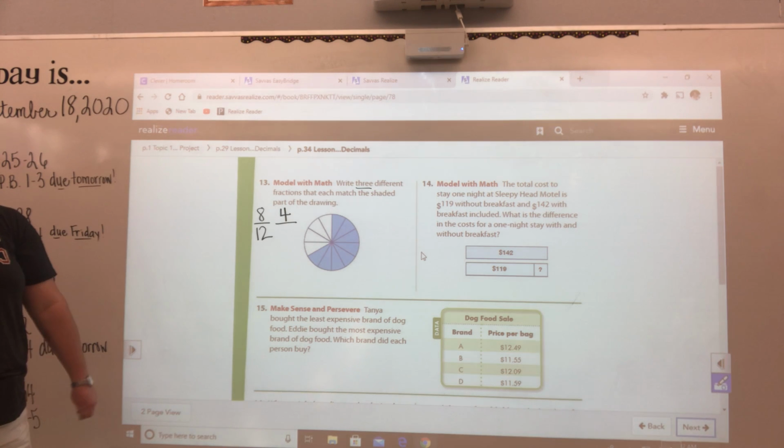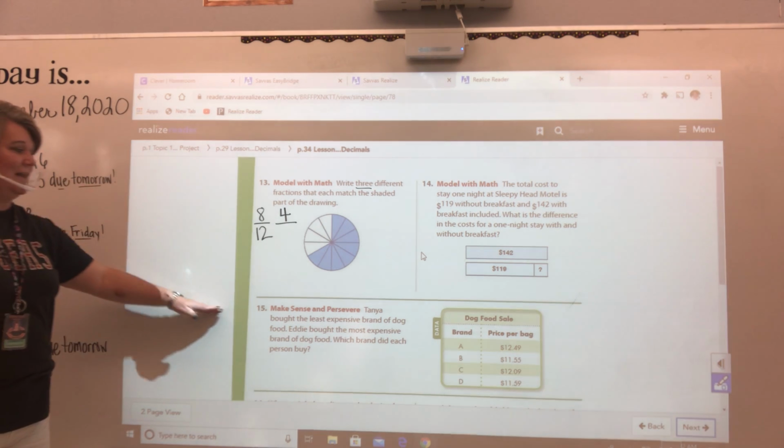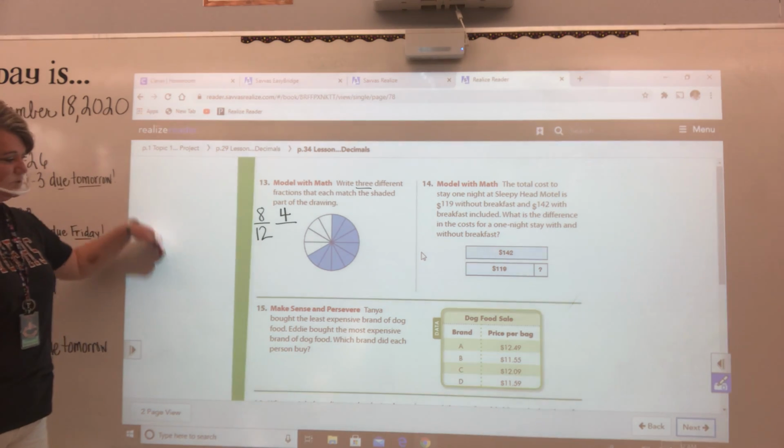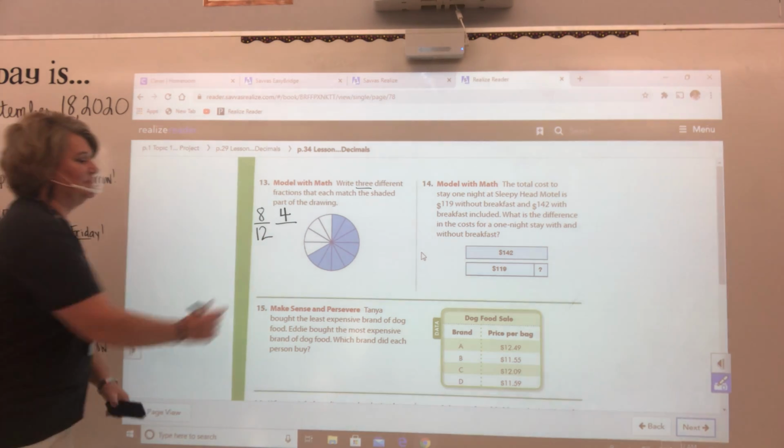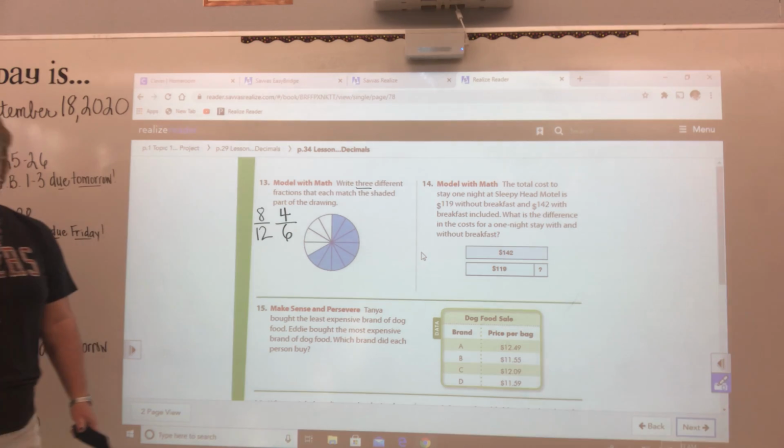Over. Now we got to do the same thing for the bottom. I'm a 2 and I'm diving into that 12. 2 times what is going to get me 12? 6. There's your second answer.